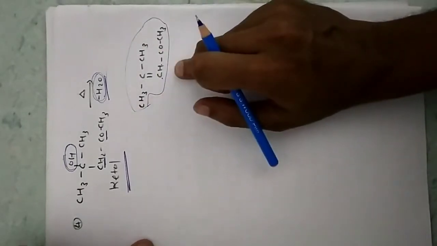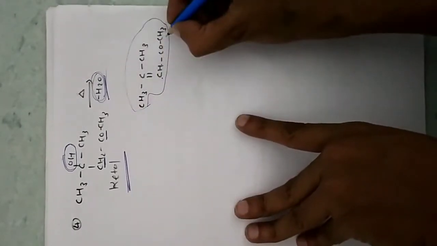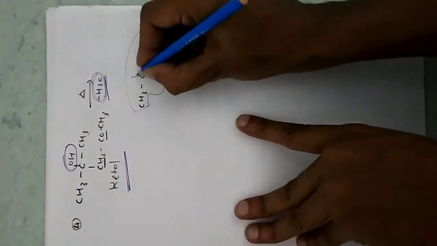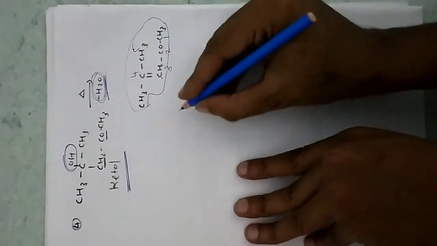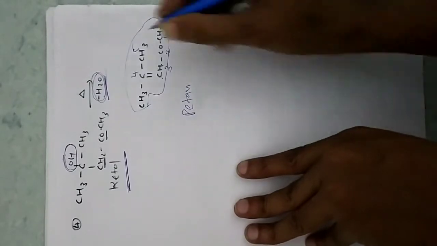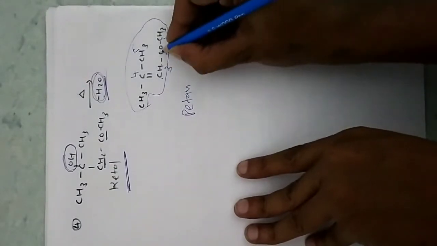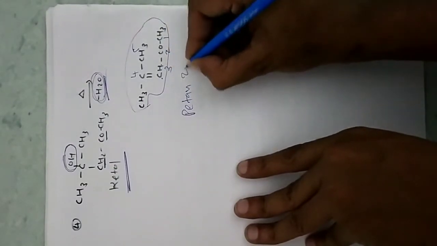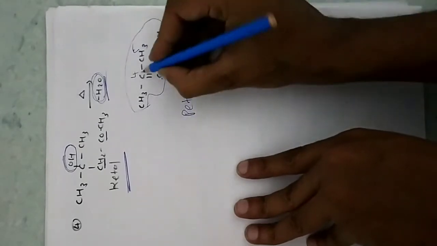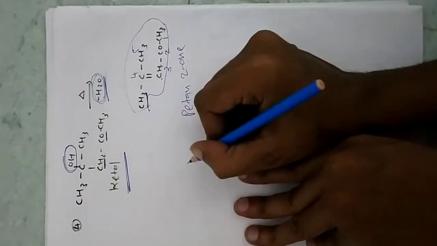What is the IUPAC name of this compound? You can see 1, 2, 3, 4, 5. 5 carbon means pentane. On the second number carbon we have ketone, 2-one. On the 4th number carbon we have methyl.